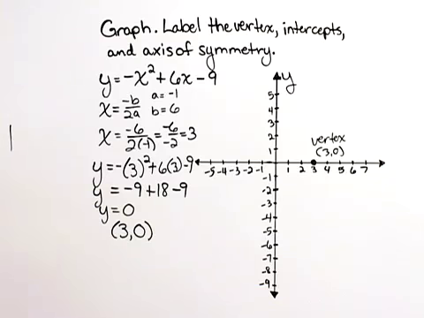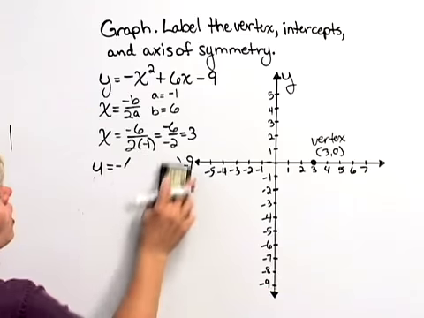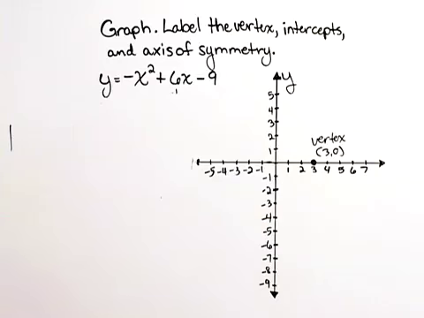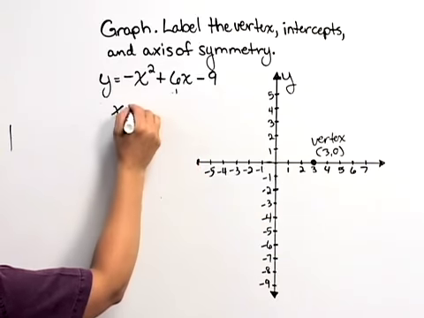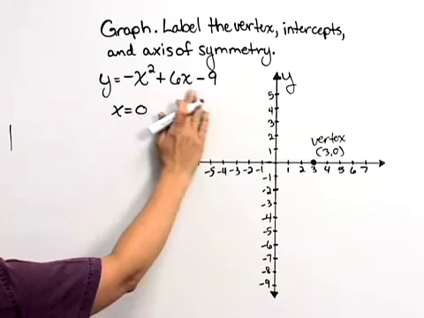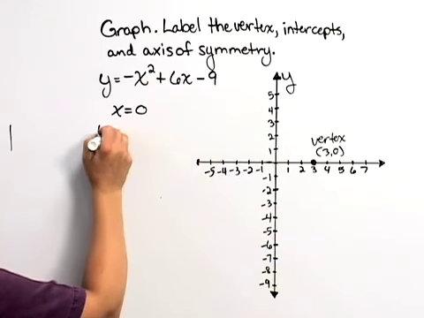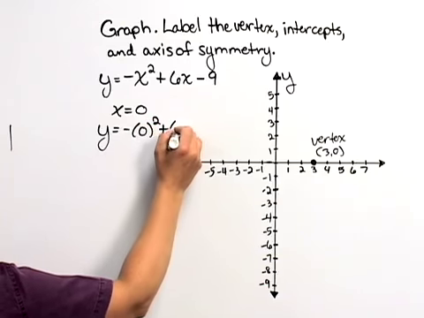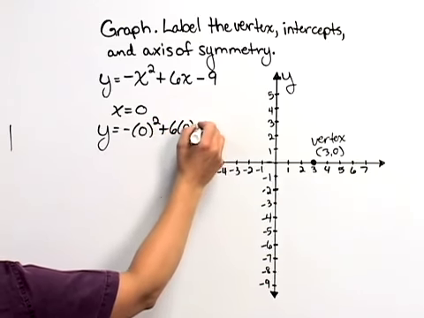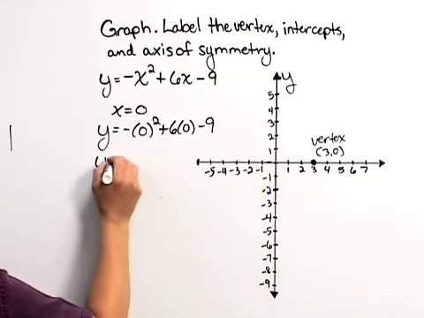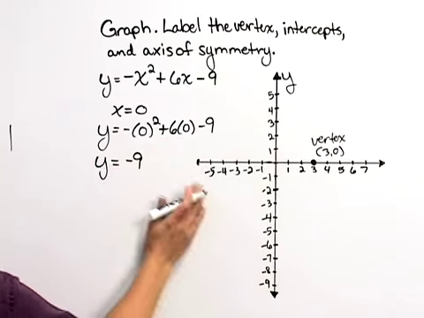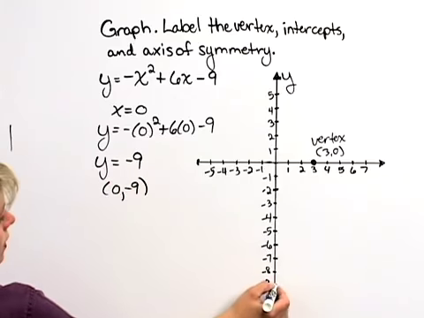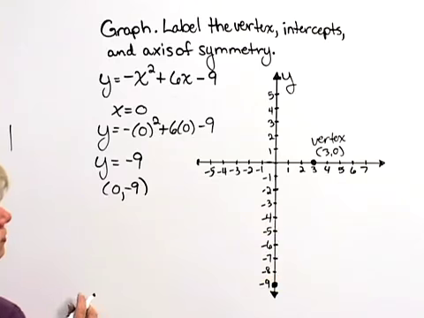Let's find our y-intercept. For the y-intercept, we know something special about it. We know that it happens to have an x-coordinate equal to 0. So let's plug in 0 and see what the y-intercept is. So y is the opposite of 0 squared plus 6 times 0 minus 9. That makes y equal -9. So the y-intercept is at 0, -9. Let's plot that. That's way down here.